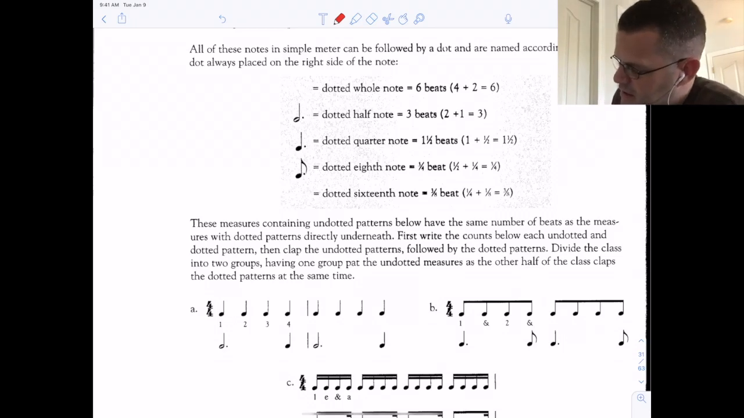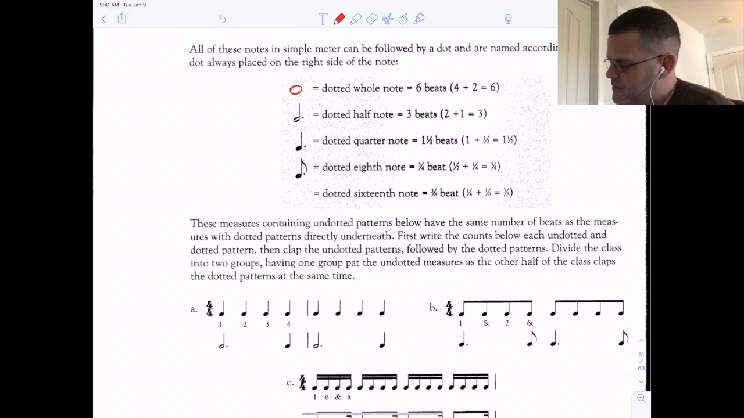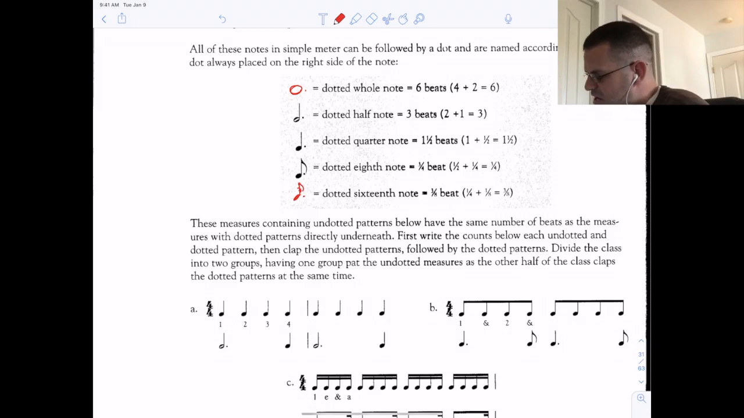Apparently they didn't have a whole note there, but a dotted whole note equals 6 beats, and down here the dotted 16th, which didn't get printed, gets 3/8 of a beat. A quarter of a beat plus half of that, which is an eighth, equals 3/8.